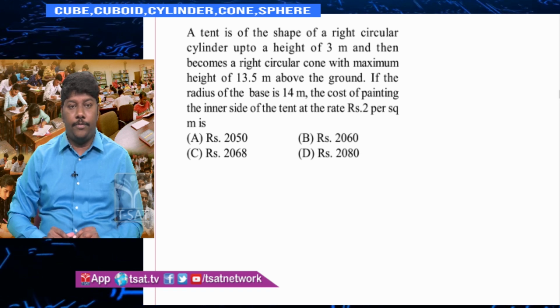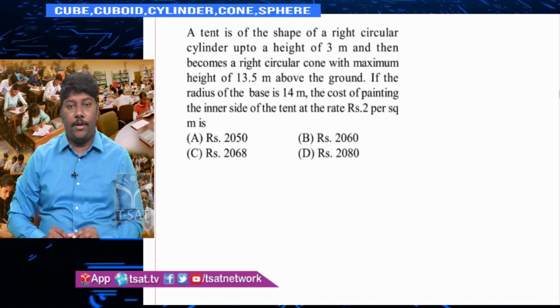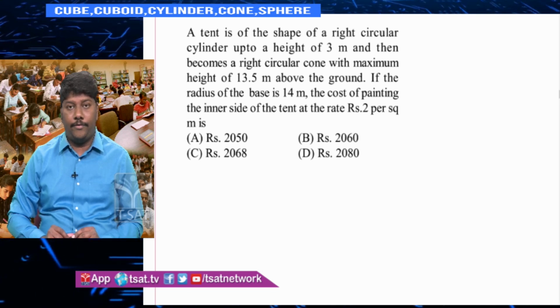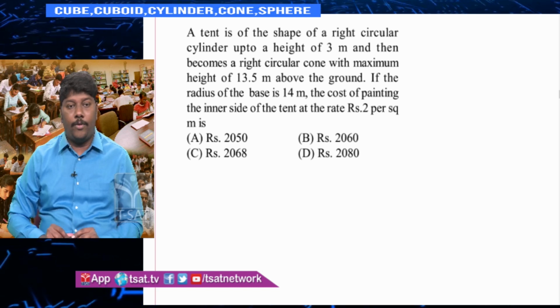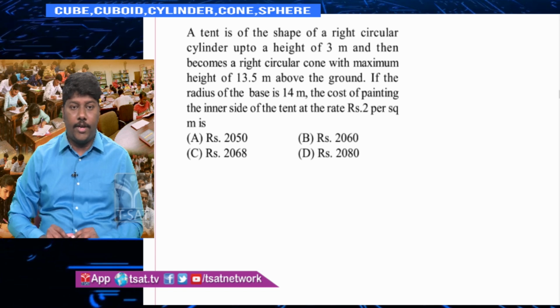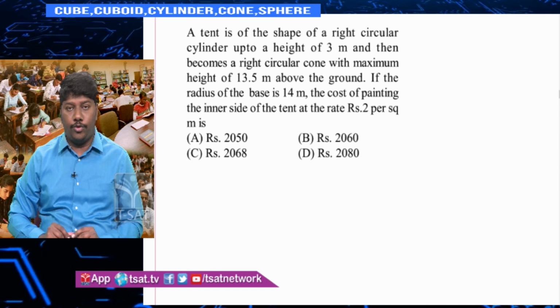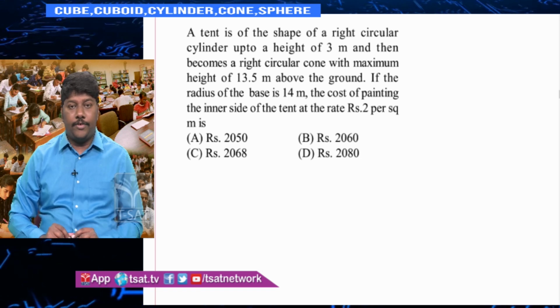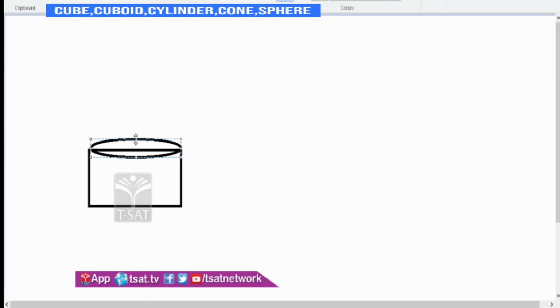So he is asking you the cost of painting the inner side of the tent at the rate of 2 per square meter. So you have to paint inside, and the cost is 2 rupees per 1 square meter. First you need to find out how many square meters it takes. The inside means the inner surface area, you just find it out and multiply it with 2 rupees. So the tent is of the shape of a right circular cylinder up to a height of 3. After this it becomes a cone.